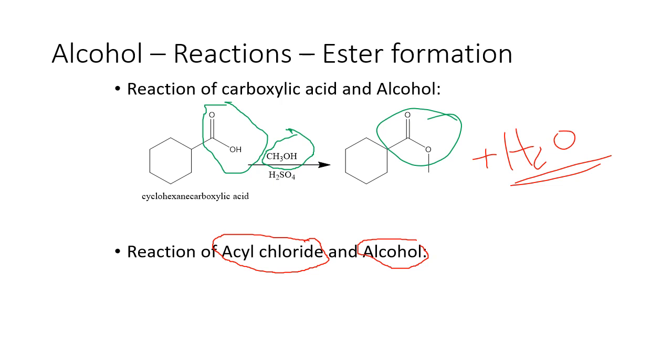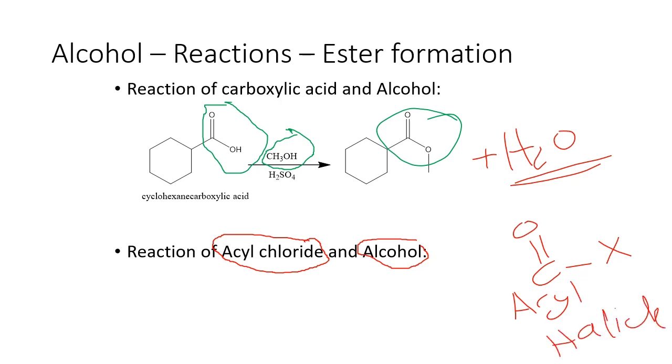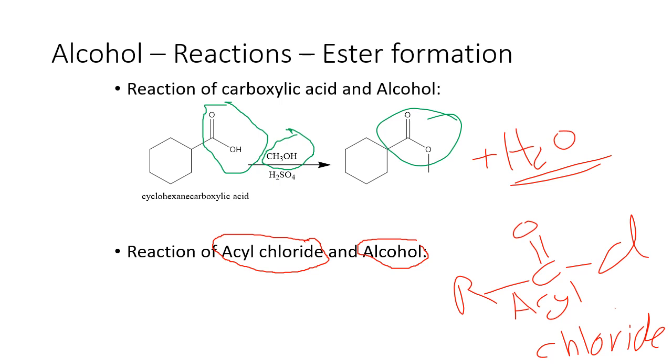So what is an acyl chloride? Instead of a carboxylic acid, we have a carbonyl and an X, which is a halogen. Because we said chloride, we can say acyl halide in general. This functional group is a carbonyl with an X on it, so this is an acyl halide. When we talk about acyl chloride specifically, we remove the word halide and put chlorine. So this is now called an acyl chloride: the carbonyl with the chlorine next to it.